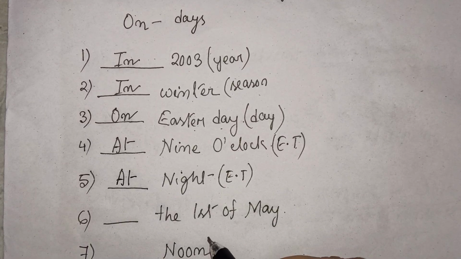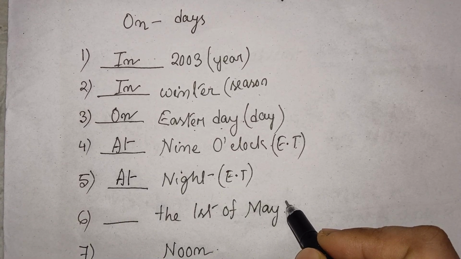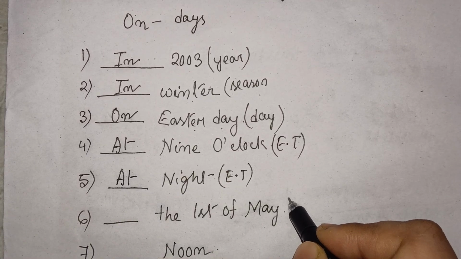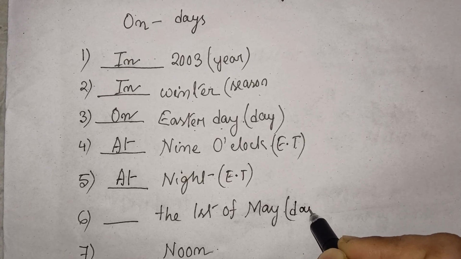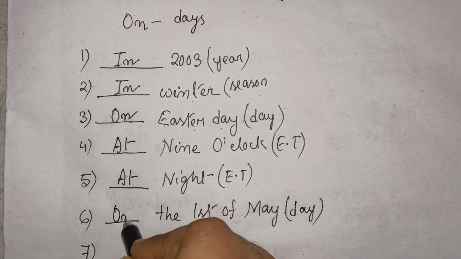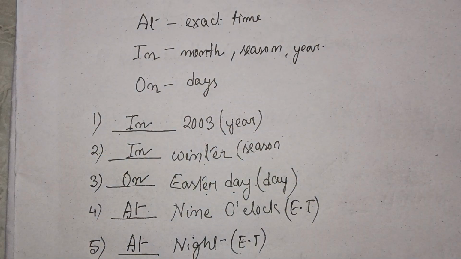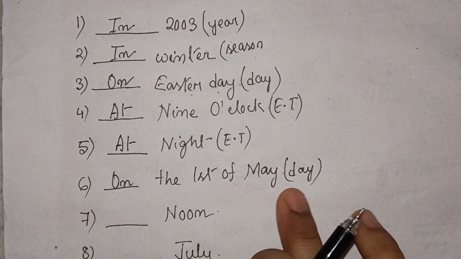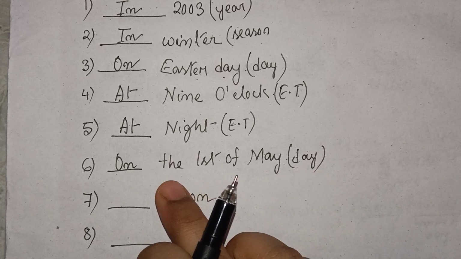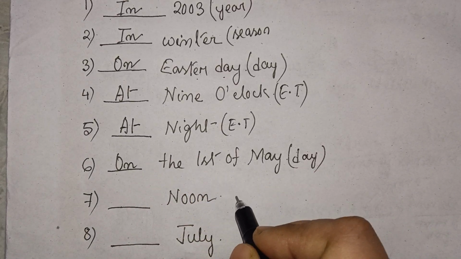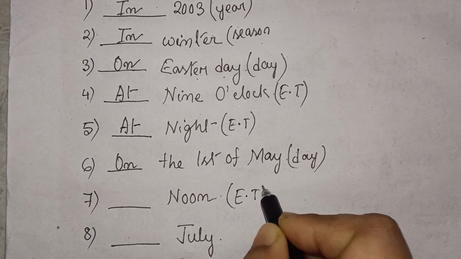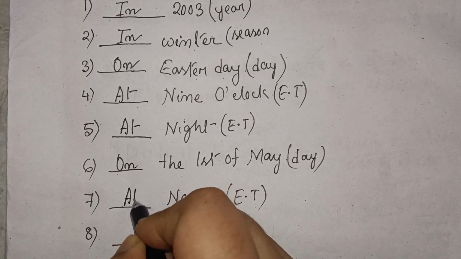The 1st of May. When we talk about May, we are talking about day. So on the 1st of May. When we talk about days, we use on. So here on the 1st of May, we are talking about the day. So on. Noon, exact time. For exact time, we use at.